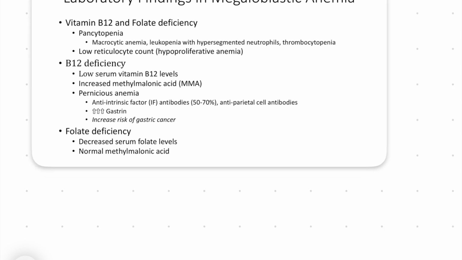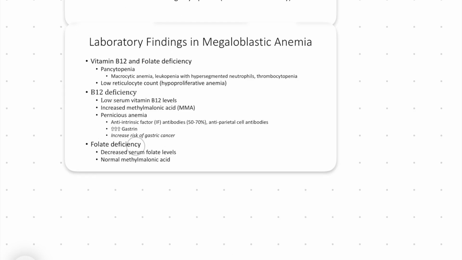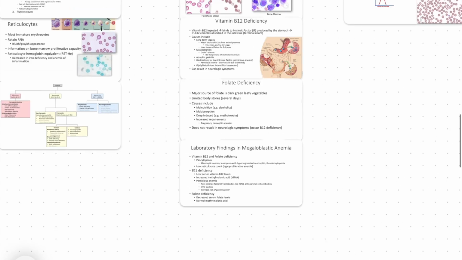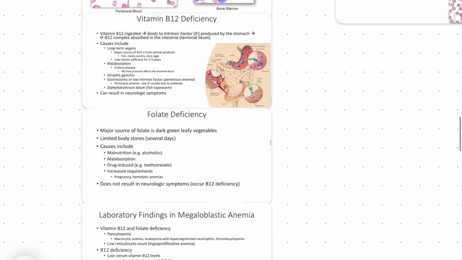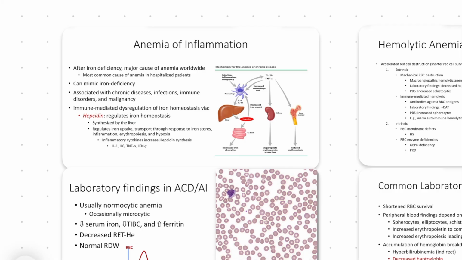And then pernicious anemia is another term that comes up sometimes, and some indications are going to be a high gastrin. Folate doesn't have the neurological symptoms that B12 has, so if you have these slide findings and you have neurological symptoms, it might point you more towards vitamin B12 deficiency, so you could test that.